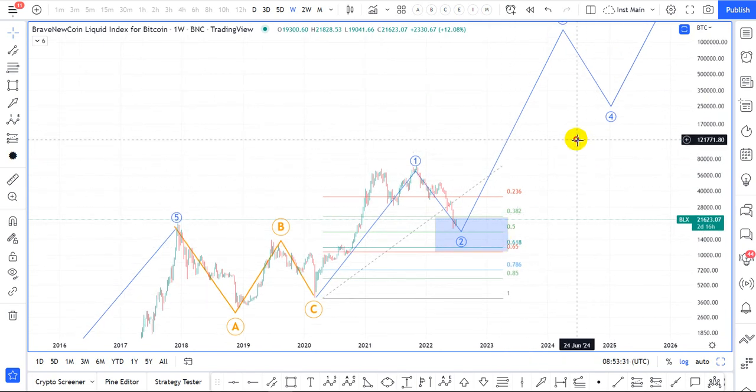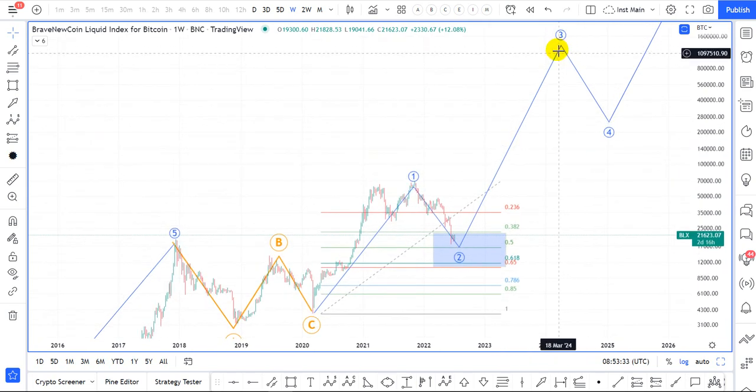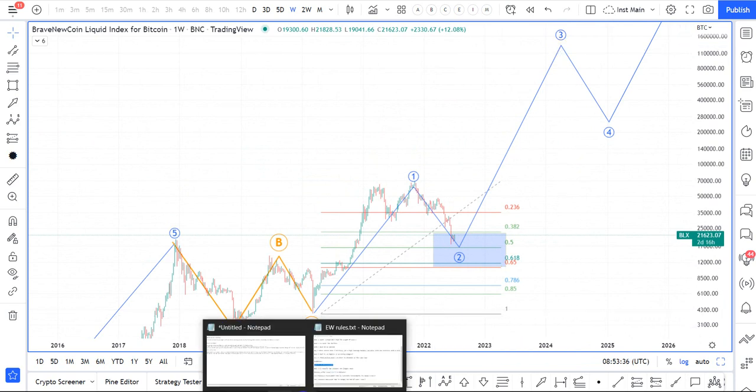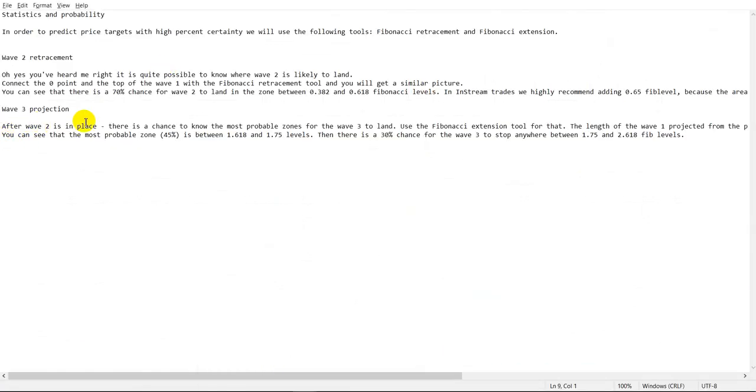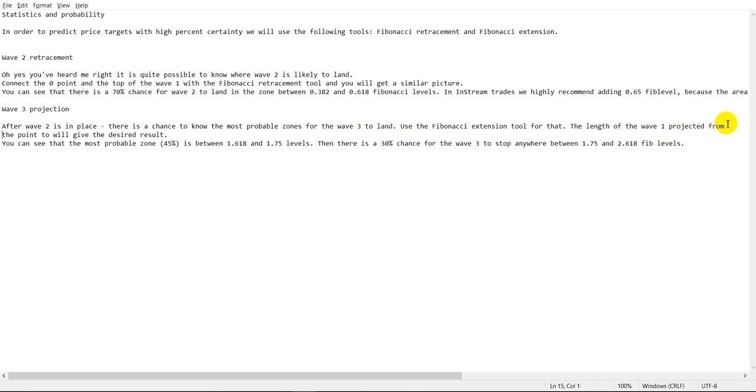Okay, so how can we find the most probable area for wave 3 where it can go? Let's come back here. For wave 3, we will have to use the Fibonacci extension tool, and the length of wave 1 projected from the point will give us the desired result. Okay, so 45% is the probability that it will land somewhere between the 1.618 and 1.75 levels.